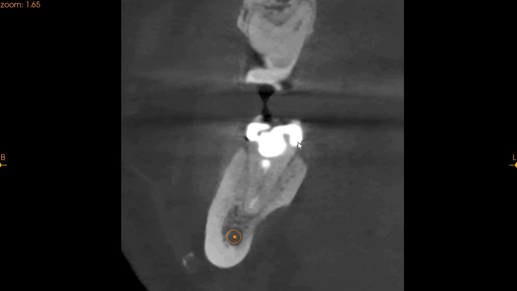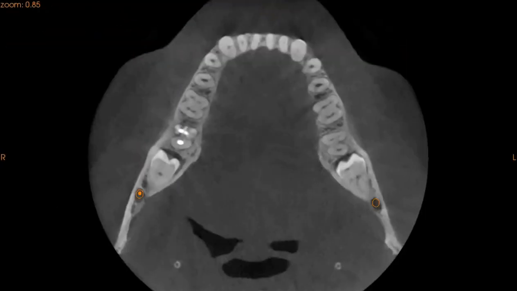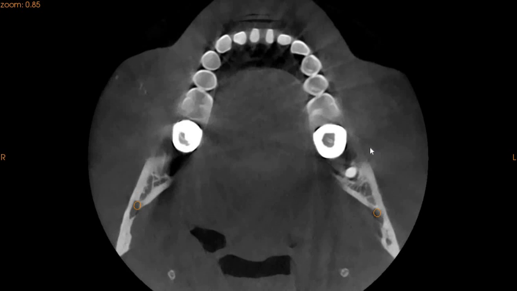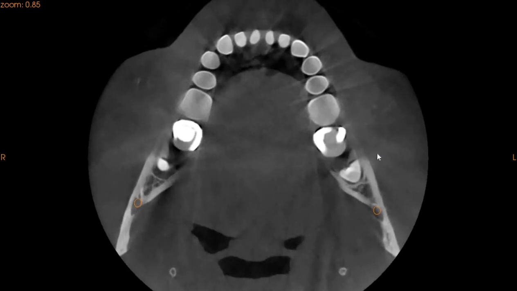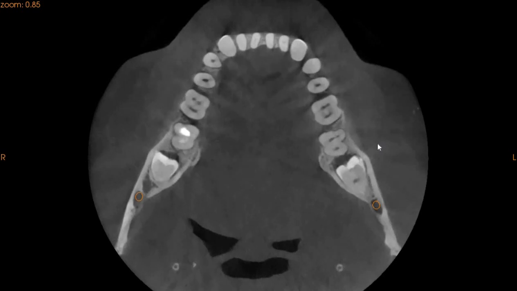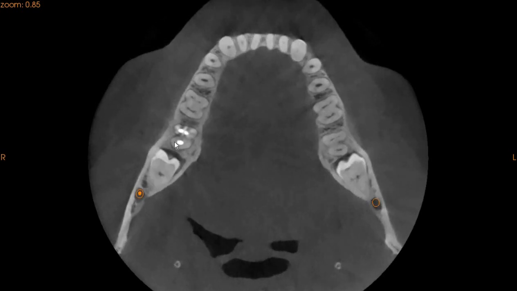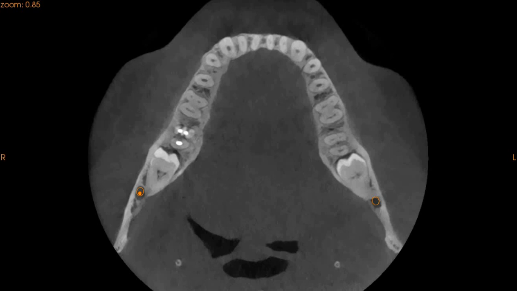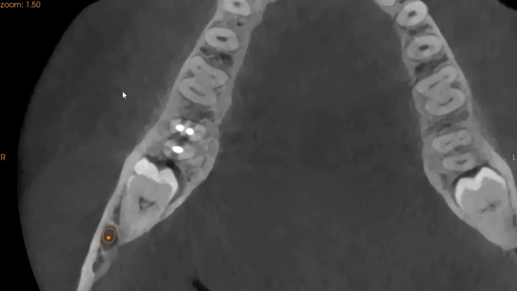Now, if we look at the tooth from an axial point of view, this is the crown as we are moving inferiorly or apically. This is the core buildup. Now moving further down, this is the furcation area. In the furcation area, we can see that there is a little bit of over instrumentation in this region. The over instrumentation can be noticed right here. So we can say that this could be a strip perforation if the patient has any symptoms in this tooth.